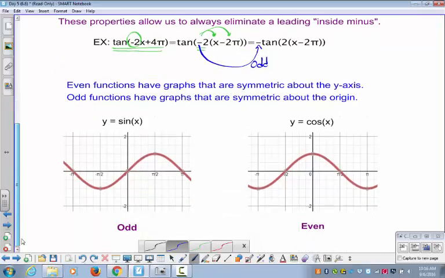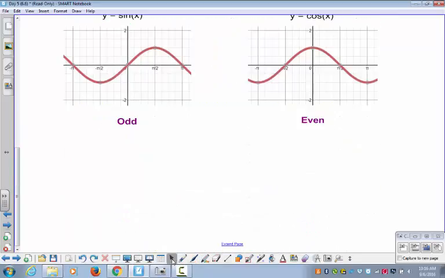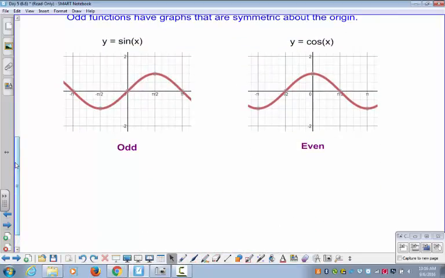Here's a picture of y equals sine x. That's an odd function. If you go left and right the same distance, you go up on one side and down on the other, the same magnitude. For an even function, we go up the same distance if we go the same distance from the origin. Y values match.